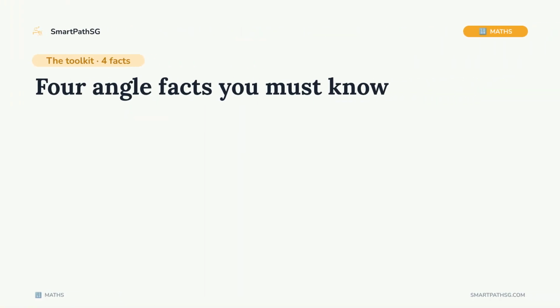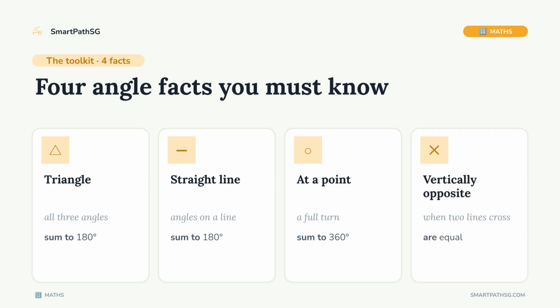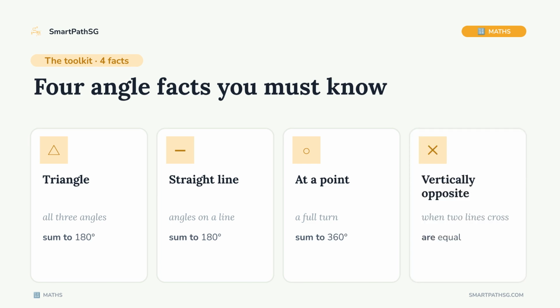There are 4 angle facts that do a lot of heavy lifting. Angles in a triangle add to 180. Angles on a straight line add to 180. Angles around a point add to 360. And when 2 lines cross, vertically opposite angles are equal.